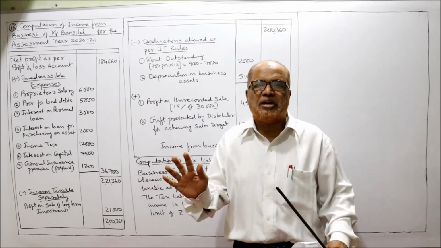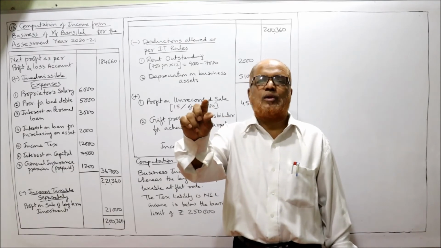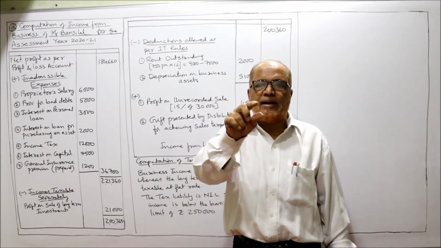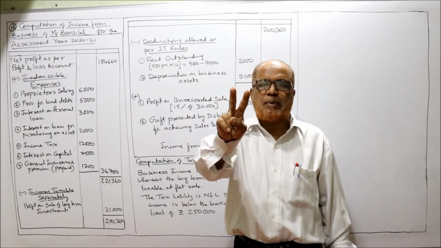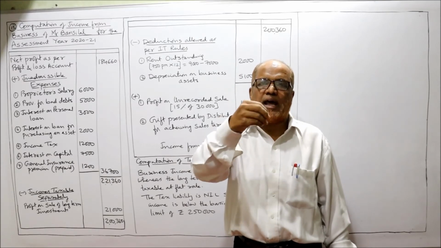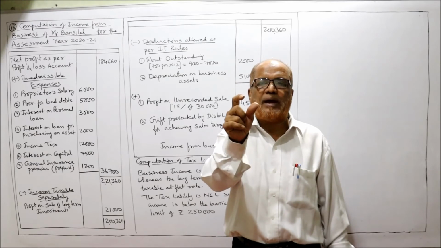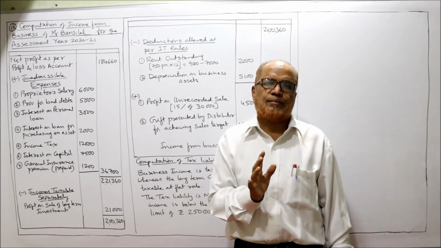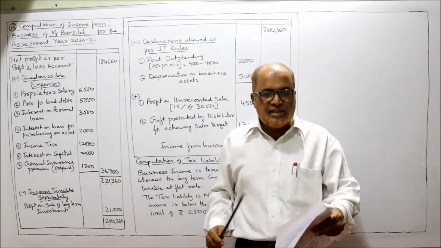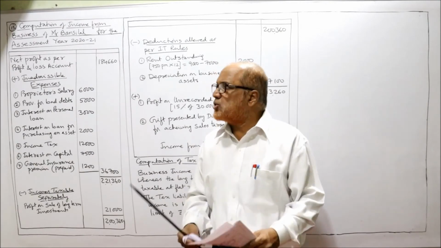No adjustment should be done. Only in working note you should write down: the salary paid to watchman, 2,000 rupees per month, is fully allowed as deduction because each time the amount paid is below 10,000. Right, that's it. So these are the adjustments. Now we'll start the solution.